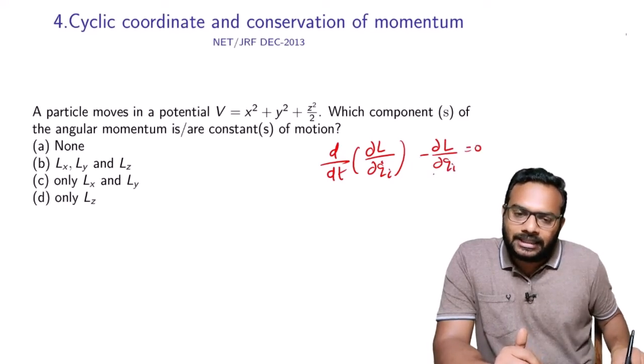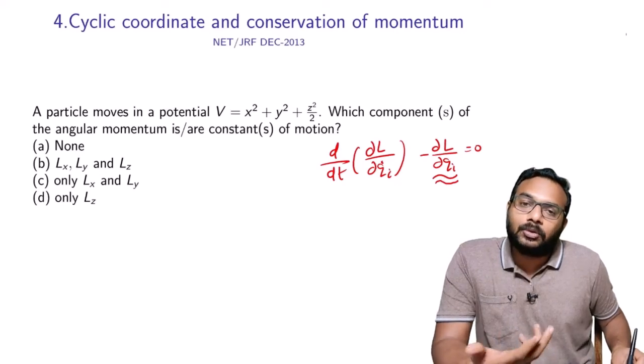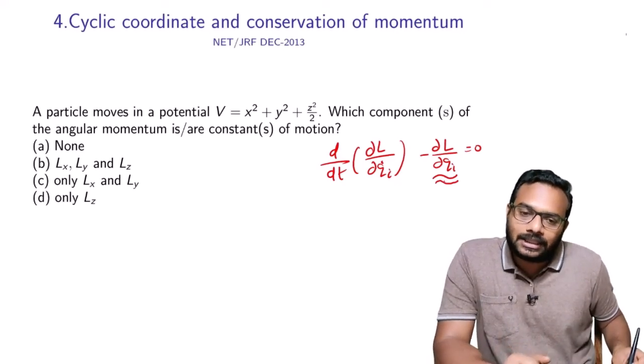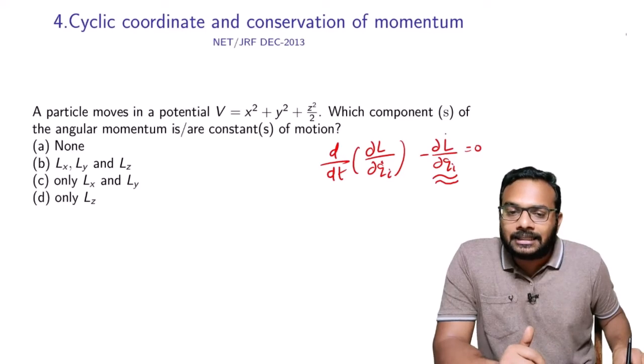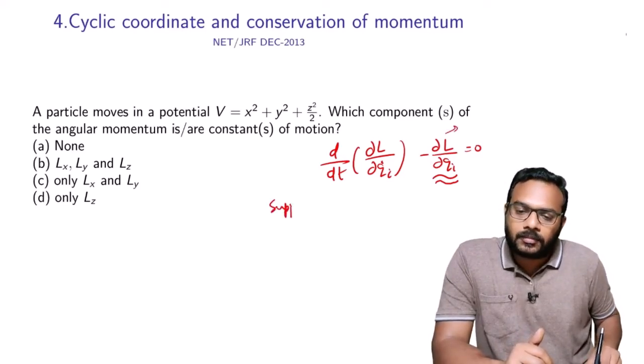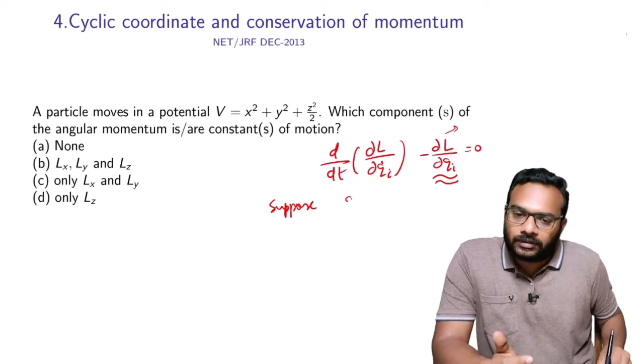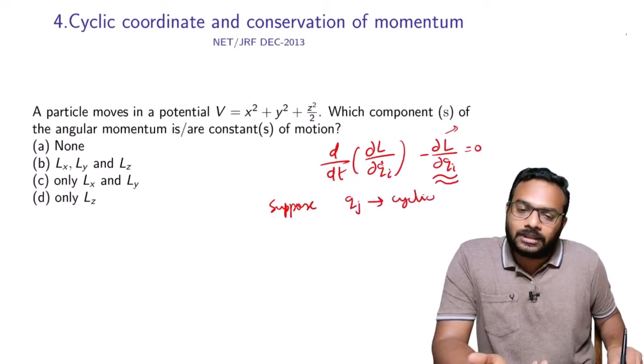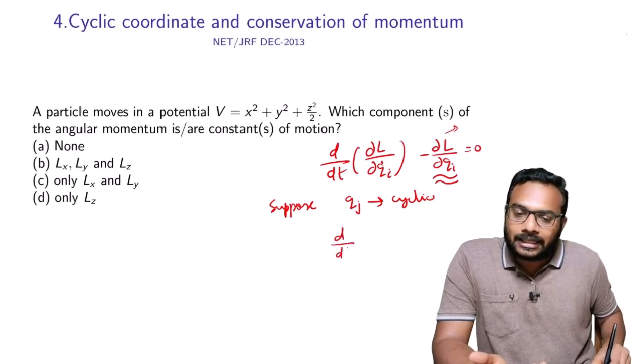Okay, this means that if some of the coordinates, suppose the qj, the jth coordinate, does not appear in the Lagrangian, then this term corresponding to it becomes 0. We say that it's called cyclic. Okay, qj is cyclic. One of the coordinates is cyclic. Then we immediately get a conservation law.